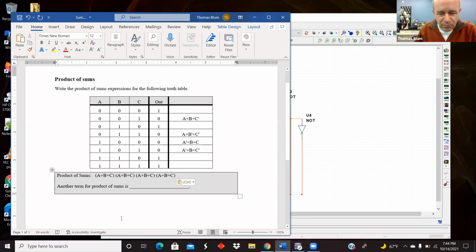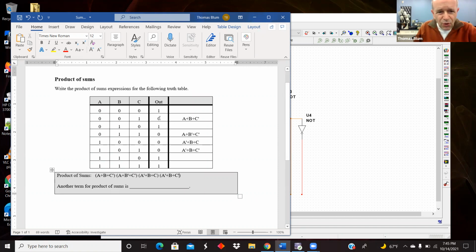And then I need to go in and put my primes in where I have them above. So the C was primed in the first term, B and C in the second term, just A in the third term, and in the fourth term, A and C. So it is a product of sums.